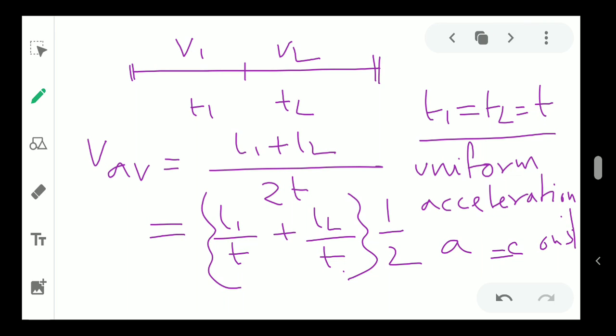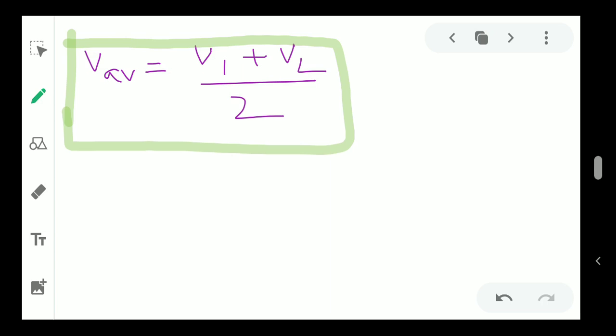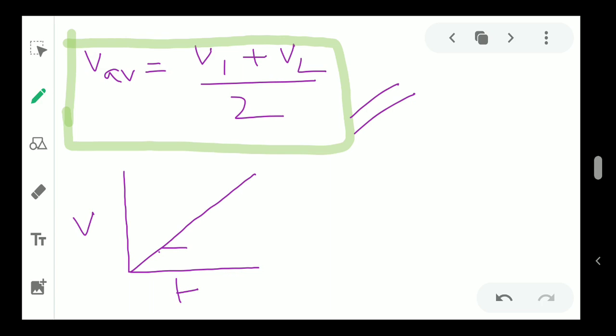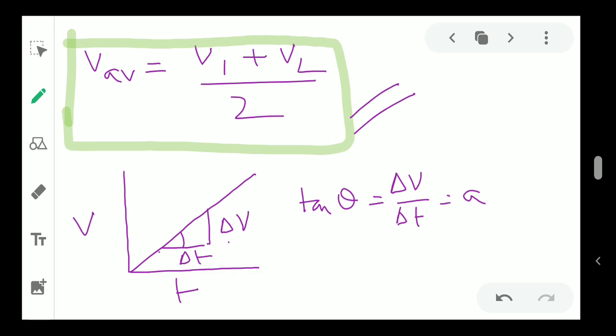Now this formula, whatever we are doing right now, is the special case for uniform acceleration. If you see the graph of uniform acceleration, you will see that it is a straight line. Why? Because my theta is the same. Why is theta important here? Because this part will be my delta V, this part will be my delta T, and tan theta in this case is delta V by delta T, which is nothing but my acceleration. My theta is the same everywhere, that means this A is also constant everywhere.